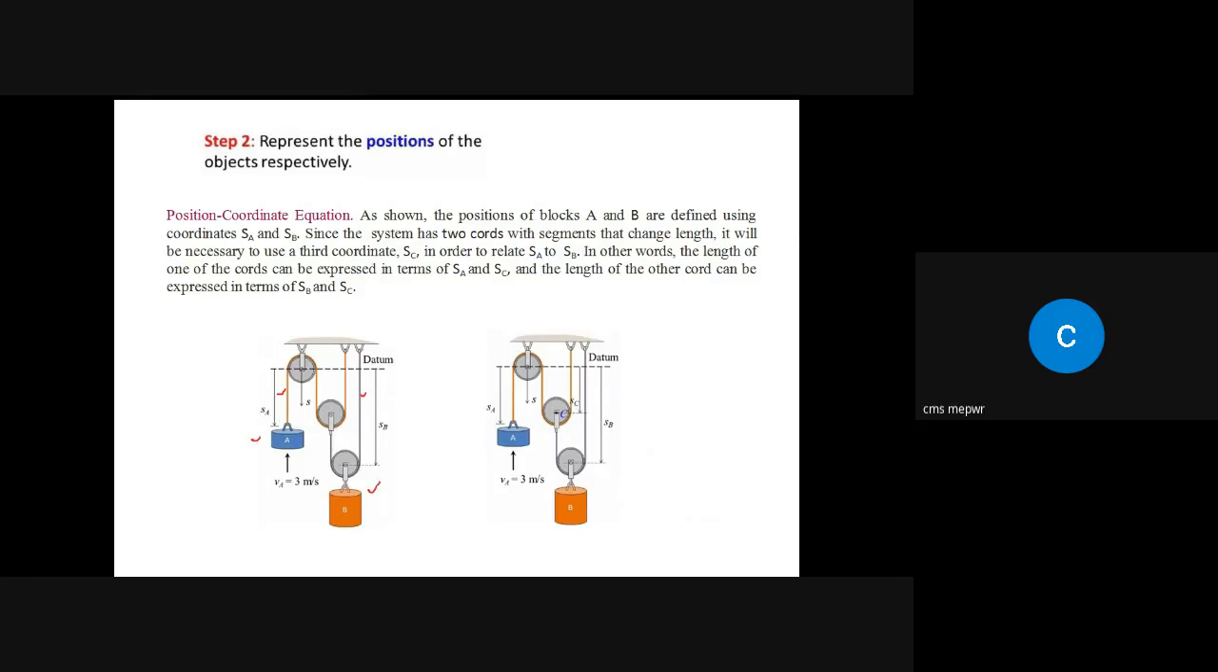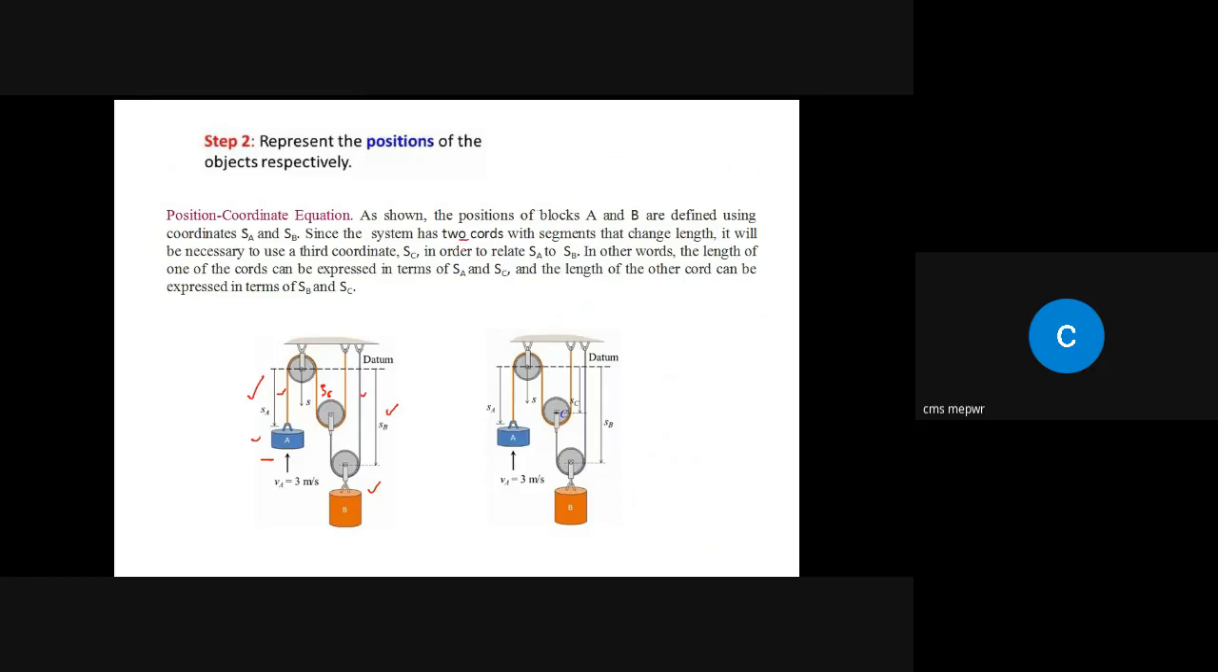let's have another distance, or let's have another s with subscript C. Why are we defining this SC? It is just to maintain a relationship between SA and SB. The equation for object A will be between SA and SC, and the equation for object B will be between SB and SC. So SC acts as an intermediate relationship between these two. I have mentioned all those things over here.